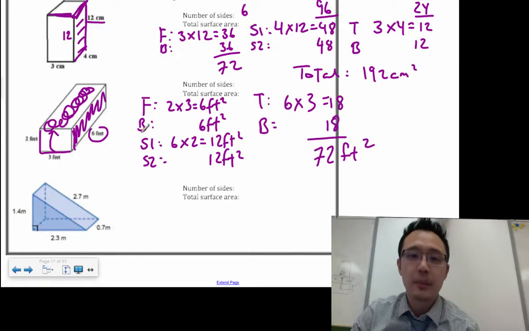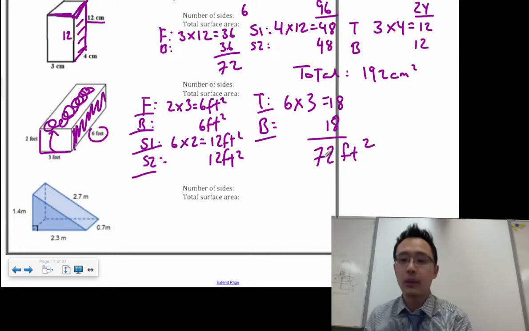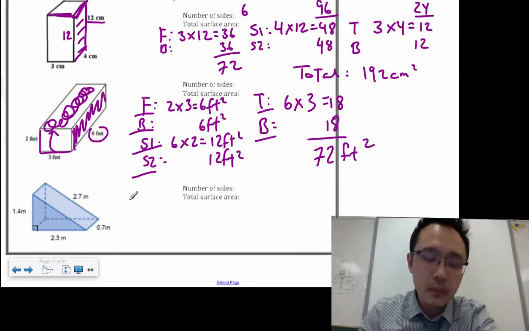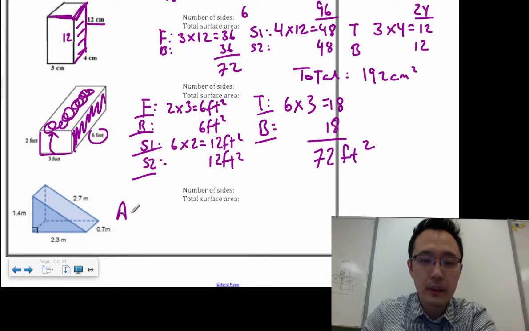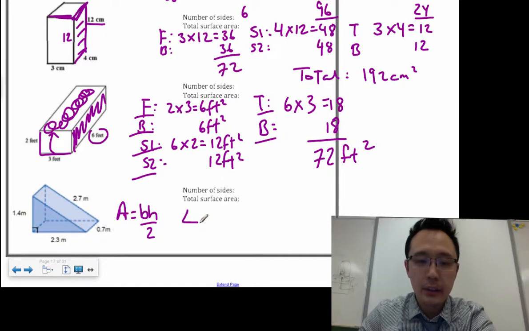Make sure you break down all these sides. If you do all the work in doing all the breakdown, your answer should be correct. Next one, we have a triangle. So area of a triangle is base times height divided by 2. So let's find the area of the triangle first.